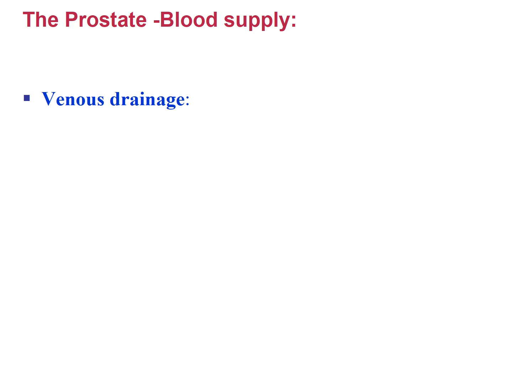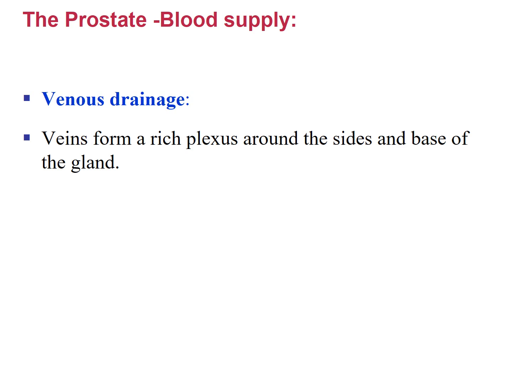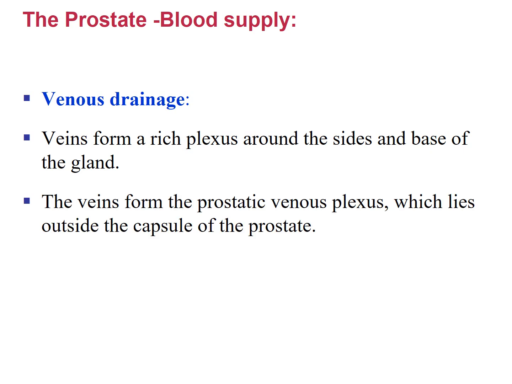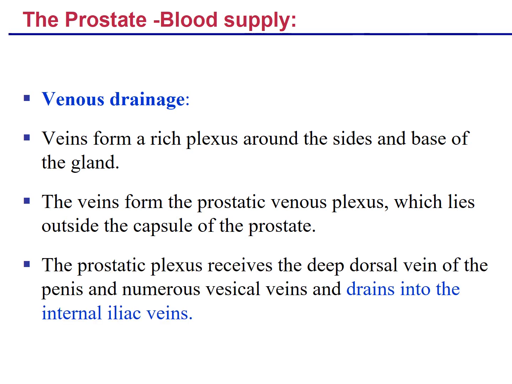Venous drainage of prostate. The veins from the prostate form a rich plexus around the sides and the base. These venous plexuses are the prostatic venous plexus, which lies outside the capsule of the prostate. The prostatic venous plexus receives the deep dorsal vein of the penis and numerous vesical veins and drains into the internal iliac veins.